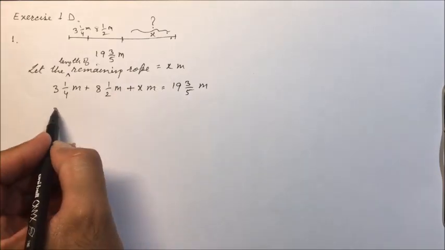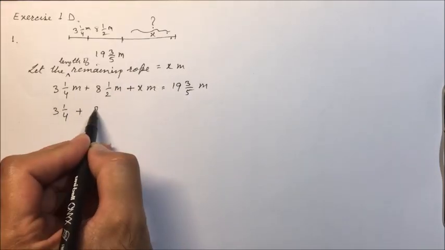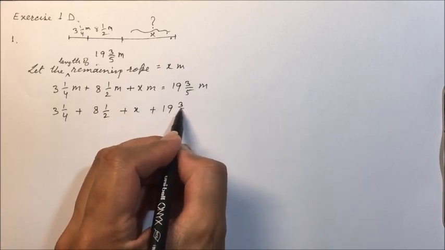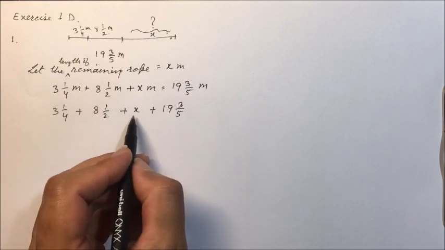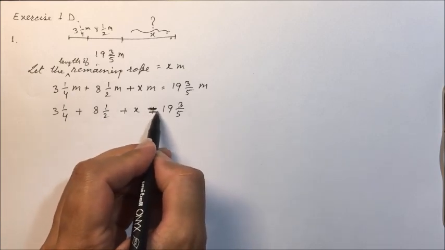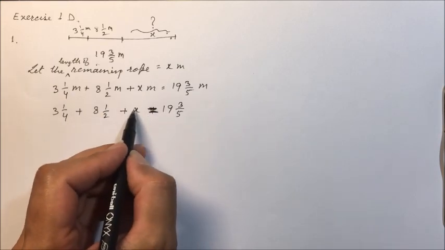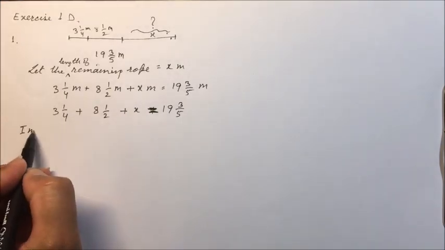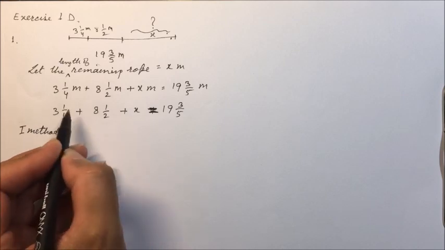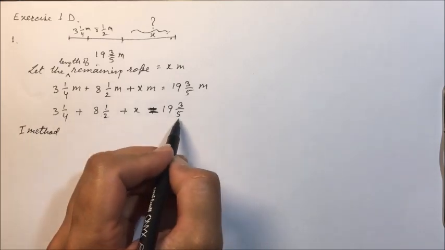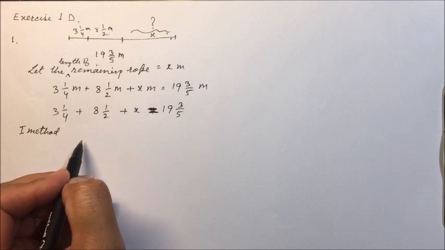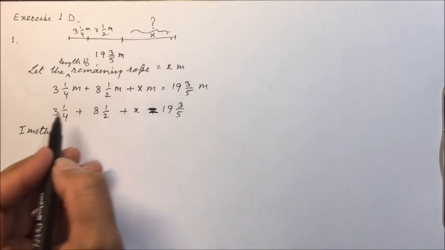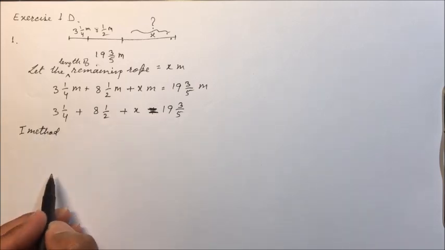We can omit the meters. 3 1/4 plus 8 1/2 plus x equal to 19 3/5. This x we have to calculate. So I'll be telling two methods. First method, by converting each mixed fraction into improper fractions. The second method, we will proceed with the mixed fractions. The second method is easy.